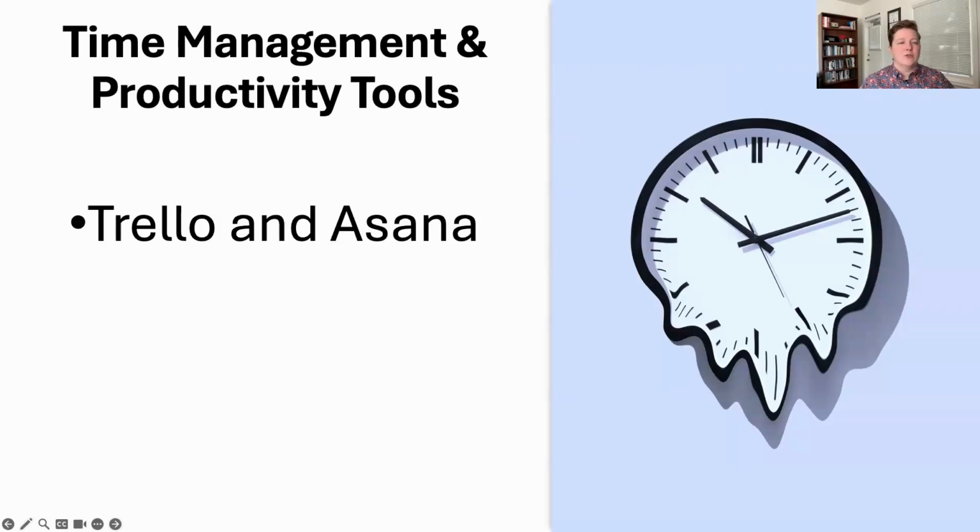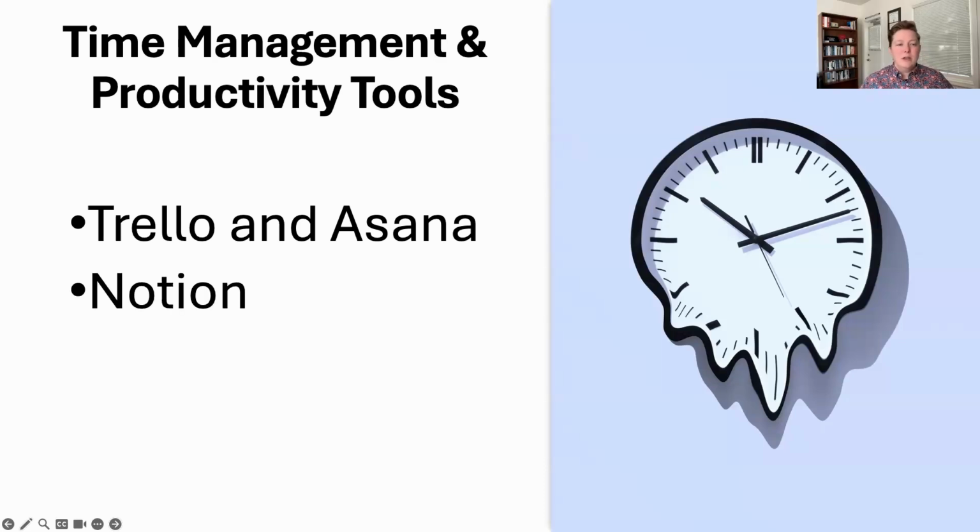So first is Trello or Asana. These are project management tools to organize your tasks, set deadlines, and you can also collaborate across teams. I don't use these as much, but I used to use Trello. Right now I'm using Teams because that's what the university uses. But if I was going to go outside the university system, I would use Trello or Asana.